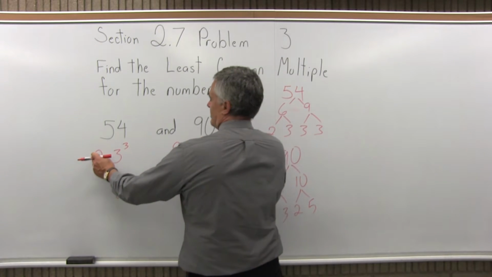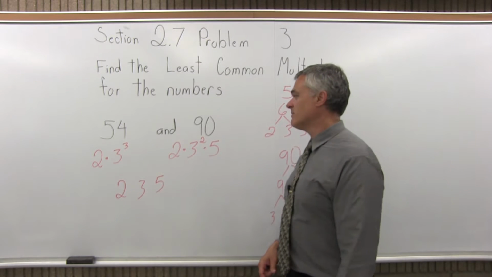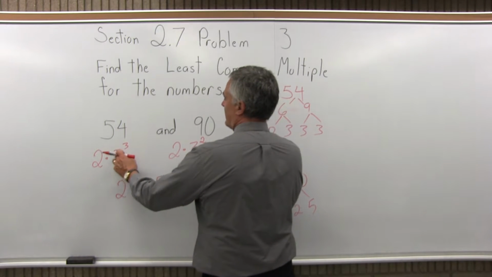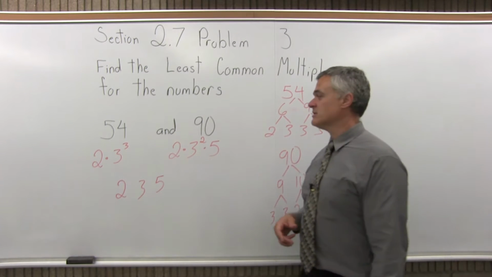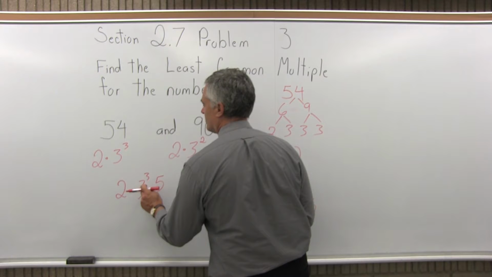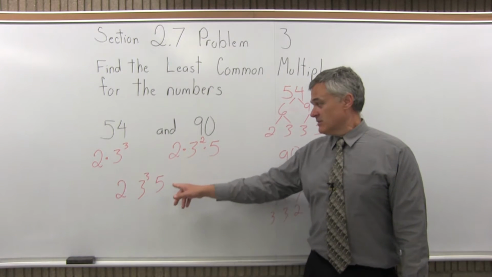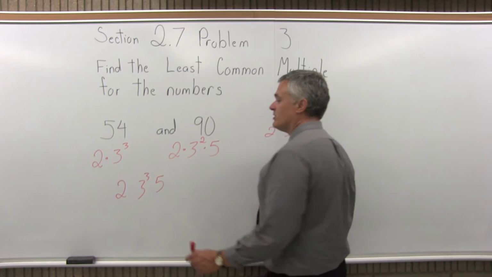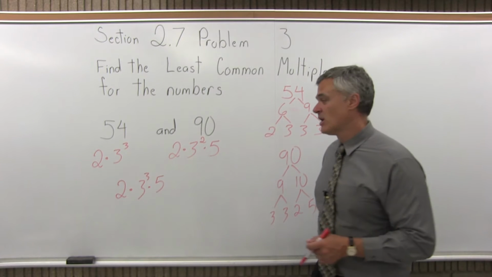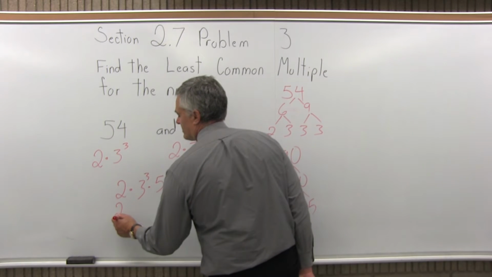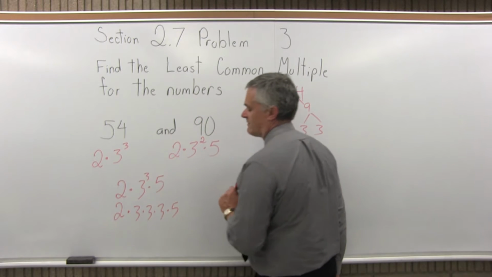So for the 2's, they are both raised just to the 1st power. So the first 2 can just stay the way it is, 1st power. For the 3's, I have 3rd power and 2nd power. I want the larger power, so 3rd power is bigger than 2nd power, so I take 3rd power for the 3. The 5 only shows up to the 1st power, so I'll just leave it to the 1st power. And now what I'll do is I'll multiply those together. That'll give me my least common multiple. So that's going to be 2 times 3 times 3 times 3 times 5.